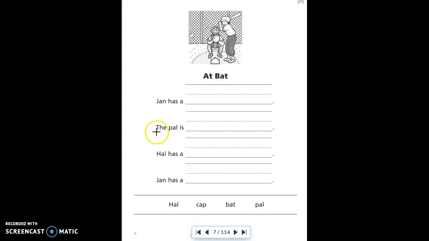Okay. The next one says, the pal is, well, let's see. I'm going to go with this choice because this is the only one that is a name of someone, and a pal is going to be a person. So let's write how. I'm capitalizing the H because it's someone's name, and a proper noun always gets capitalized. The pal is Hal. So how, we can get rid of this one.